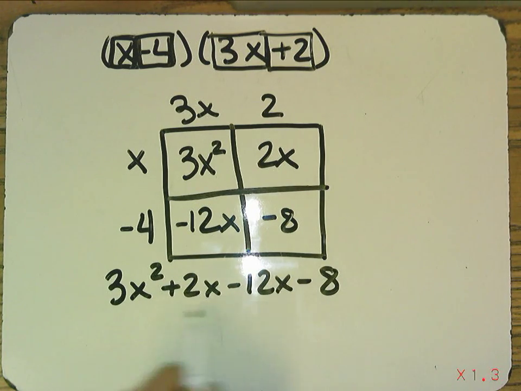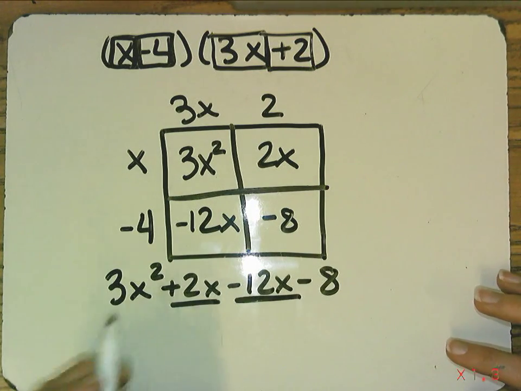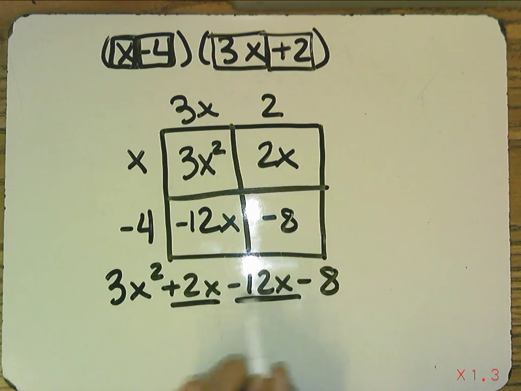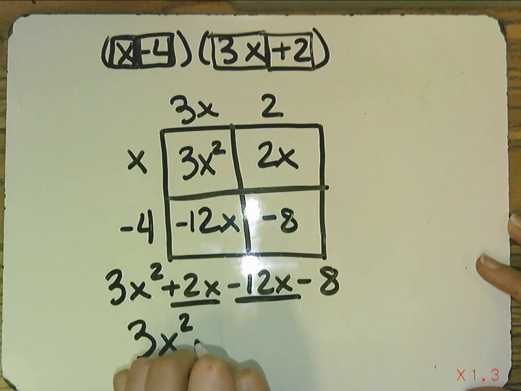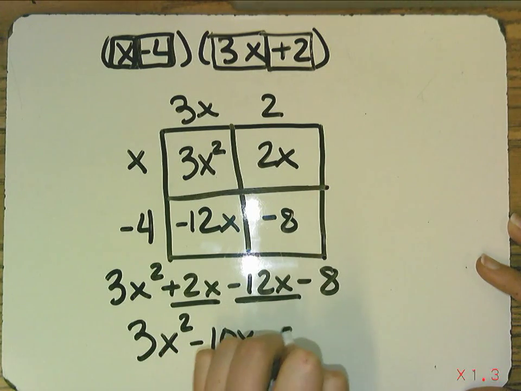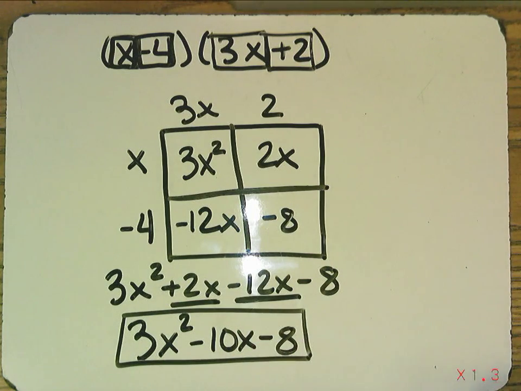Once I put them all in a nice long sum, I'm going to look for any like terms that I can combine, and I'm going to see that I have 2x and -12x. Those are like terms because they have the exact same variable with the exact same exponent. They both have an exponent of 1, so I can combine them. And my final product is going to be 3x squared minus 10x minus 8. I know that that is my final product. I've fully simplified because I have no more like terms to combine.